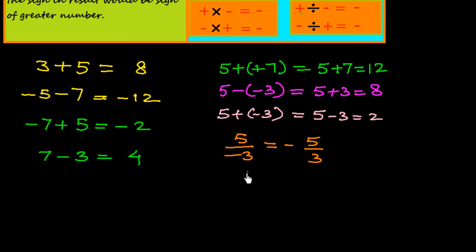Similarly, we could write, we have to divide minus 3 by minus 2. So you look at here, both signs are the same, negative, negative. So it would be positive. So it is 3 over 2.